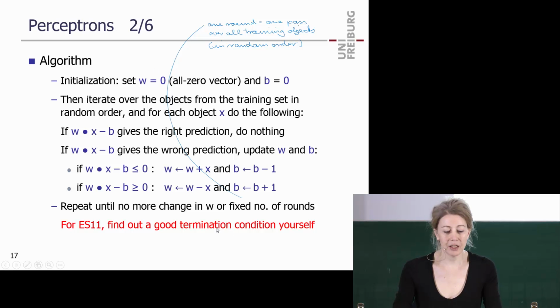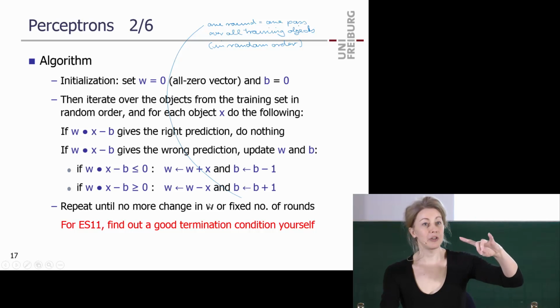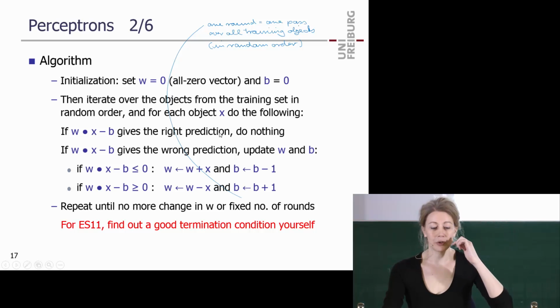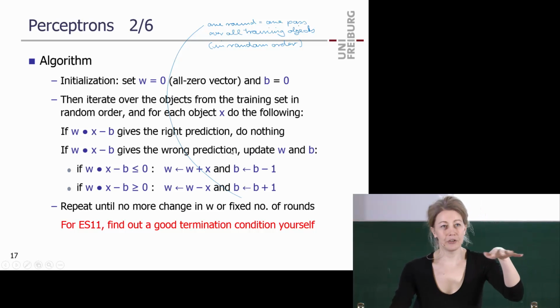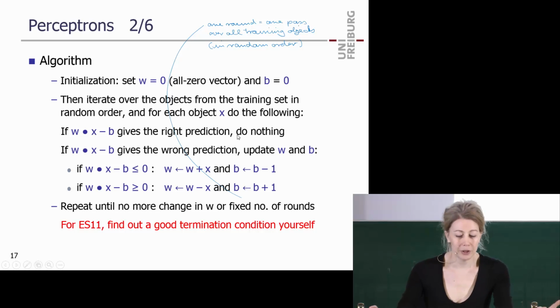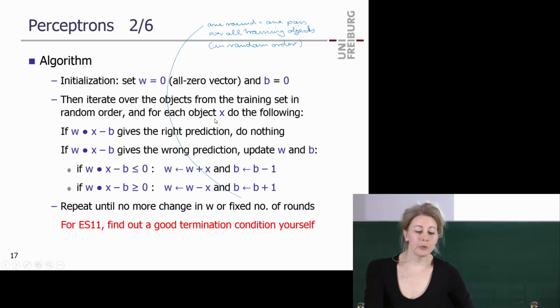So you find a good termination. Of course, if it doesn't change in one round at all, it will also not change in the next round, because that means everything is predicted correctly now. You might not want to go that far, it might be overfitting. You figure it out yourself. Or you just say, I do 10 rounds, then I stop. Just play around with it and look at the results. That's fun. So why does this work?